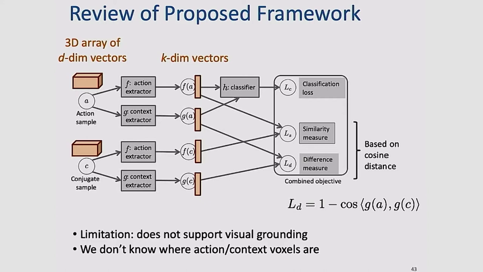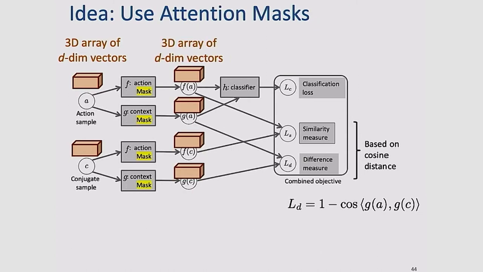But there is some limitation of this approach. First of all, it does not support visual grounding. We don't know where the action and context voxels are. So one of the things that we propose to improve this approach is, instead of outputting a k-dimensional feature vector, to output a 3D array of d-dimensional vectors instead. So it preserves the spatial information in the feature location.